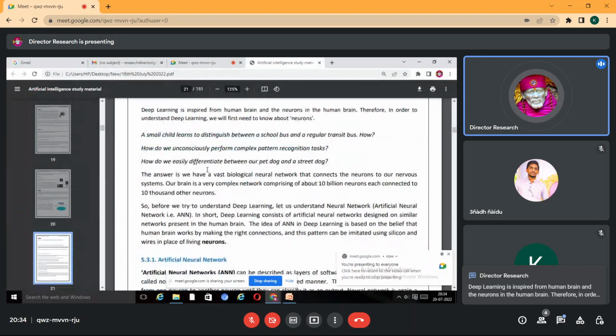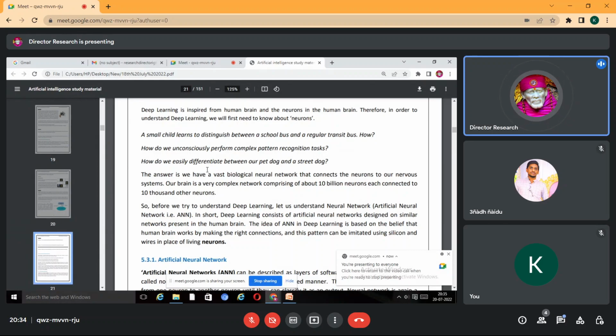A small child can distinguish between a school bus and a regular transit bus. So the brain neurons will come into the picture. This is a simple example.